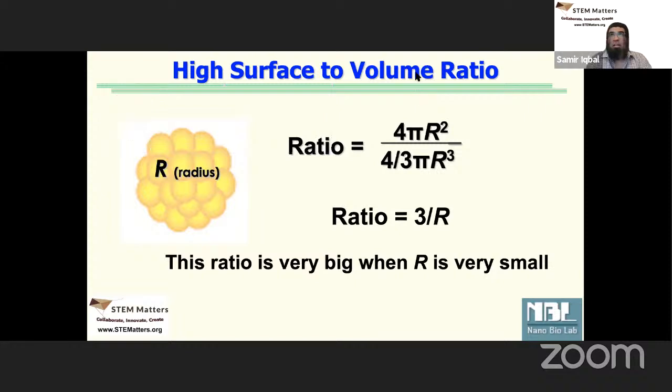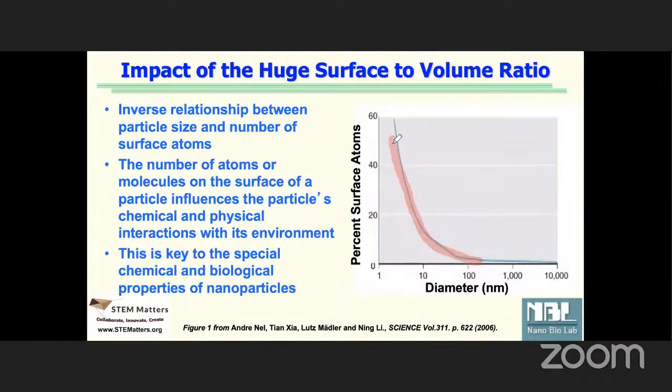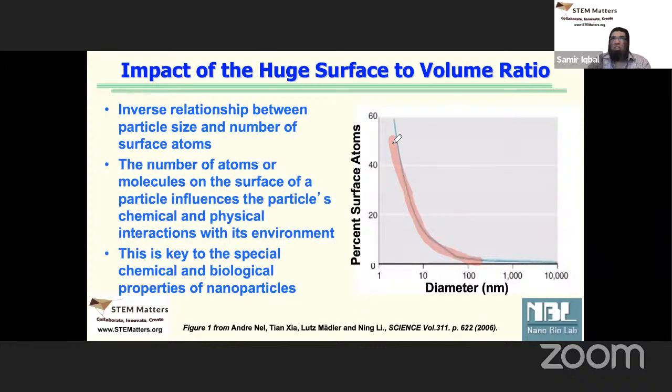All right. Very good. So now, what are the implications of this? Implications are many. One example is that there's an inverse relationship between particle size and number of surface atoms. This picture from a 2006 paper is showing that as you make the diameter smaller and smaller, what's happening to the number of surface atoms? Can somebody tell me what kind of function this is? It's exponential decaying. Amna, you are 100% right.